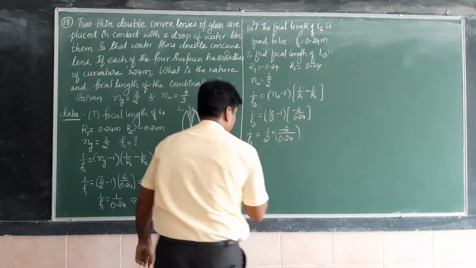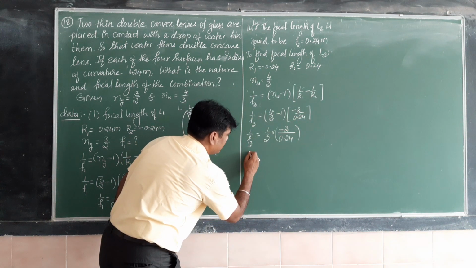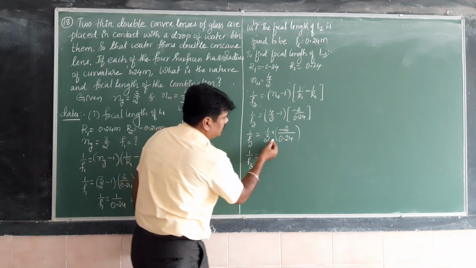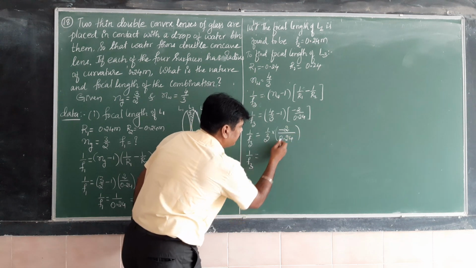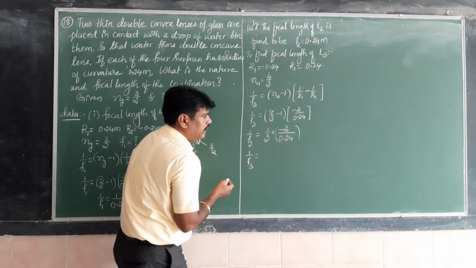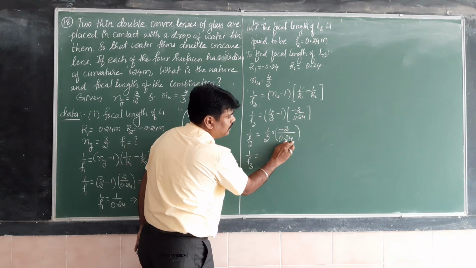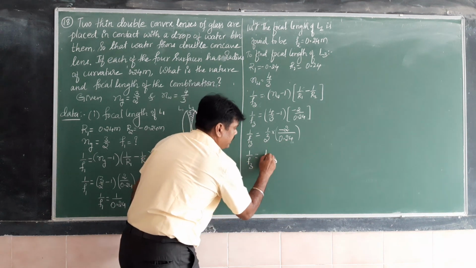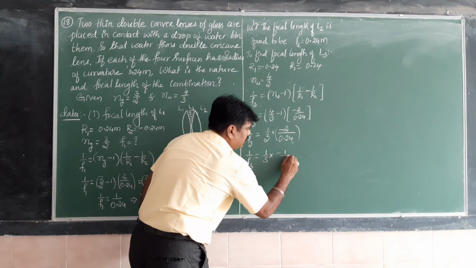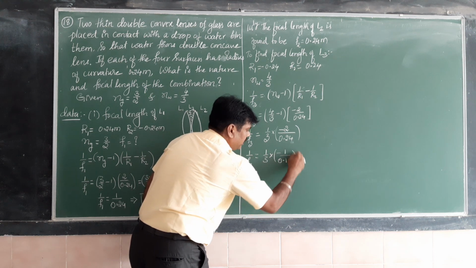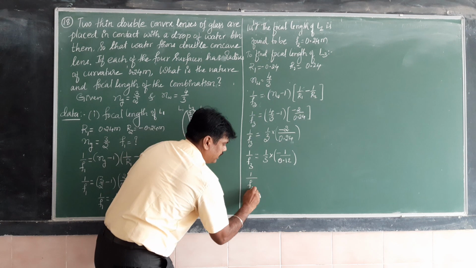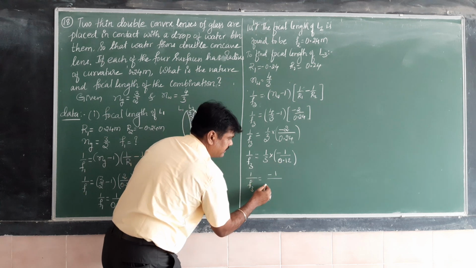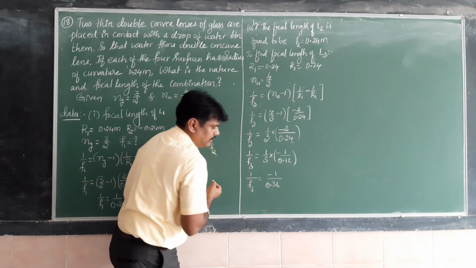Now you simplify this one. To simplify, I will consider 1 by F3 is equal to, see here, it will get cancelled now. 2 divided by 0.24 can be written as 2 by 24, which is nothing but 1 by 12. It can be written as 0.12. So 1 divided by 3 into minus 1 divided by 0.12. Now we multiply these two. So it will become 1 divided by F3 is equal to minus 1 divided by 36, which means 0.36.